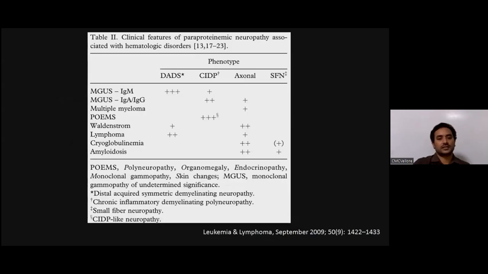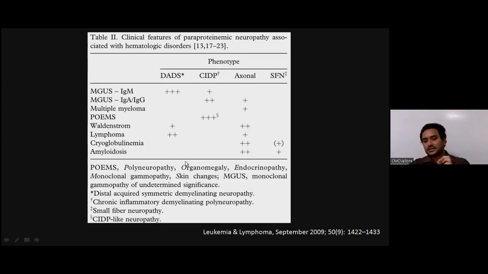Here you can see the association with the variety of phenotype presentations of the paraproteinemic neuropathy. IgM usually will be a DADS presentation. The same thing with MGUS: if it is IgM, DADS. If it is IgA or IgG, usually it will be a CIDP presentation and very mild axonal. Multiple myeloma is usually axonal. POEMS, as we said, is a CIDP presentation, mostly a CIDP-like phenotype.